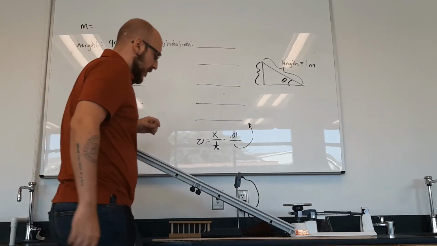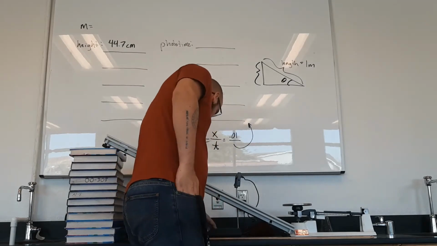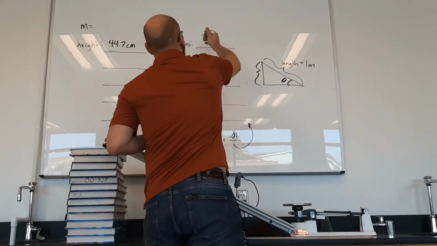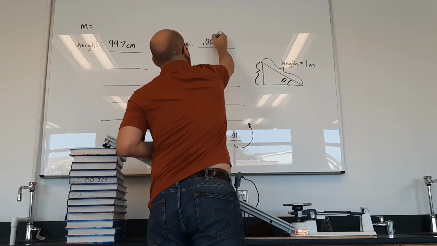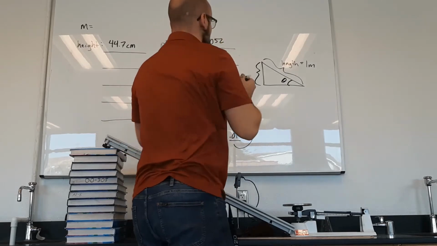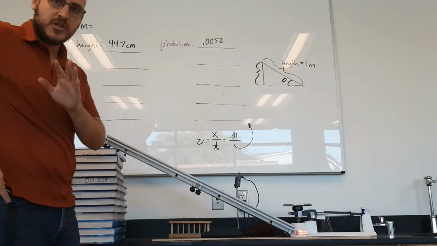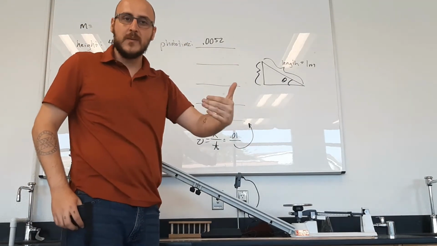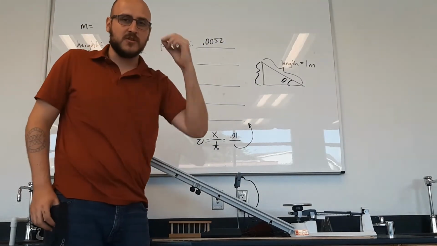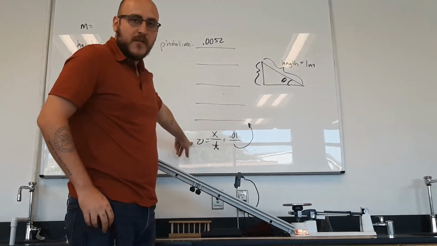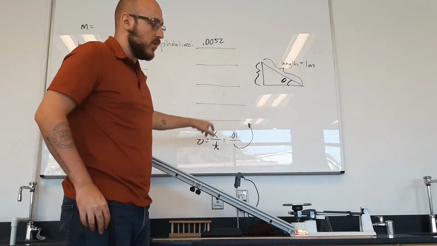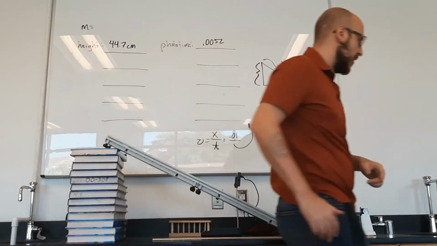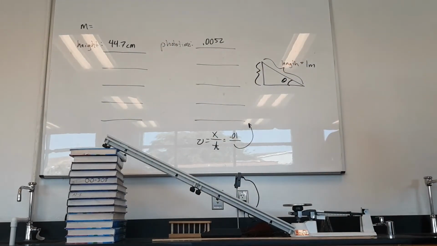Nice. All right, so that gave us a photo time of 0.0052. Now, when you're looking for your acceleration later, just remember that this photo time is not the time it took to go down the entire ramp. This photo time is used exclusively for finding the final velocity of your cart. That is only how long it took to go 1 centimeter. So there's our first data point.